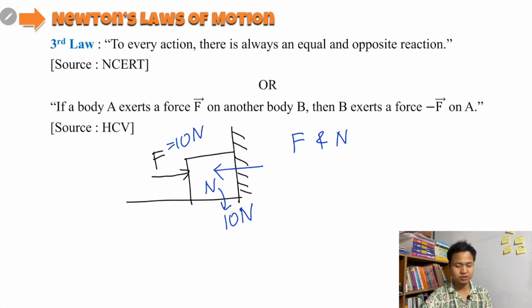So the magnitude of the two forces will be the same, but they are in opposite directions. So that is one basic example of Newton's third law. To every action there is always an equal and opposite reaction.